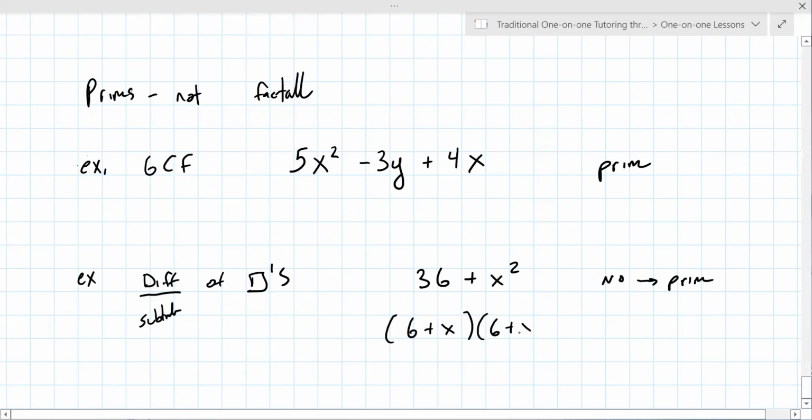Like this? So then you get 36. That's 36, fine. It's the plus 12x. Yeah. Okay, so here's another example.